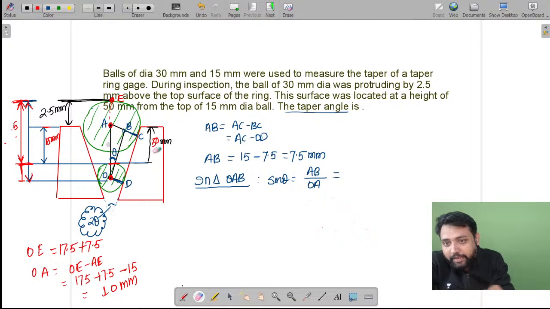I'm sorry, by mistake I wrote this is 15 mm. This was 50 mm actually. Yes, this surface was located at a height of 50 mm from the top of 15 mm diagonal. This is 50 mm. If this is 50 mm, means this we are writing as 50 mm. Yes, so this will be total 52.5 mm.